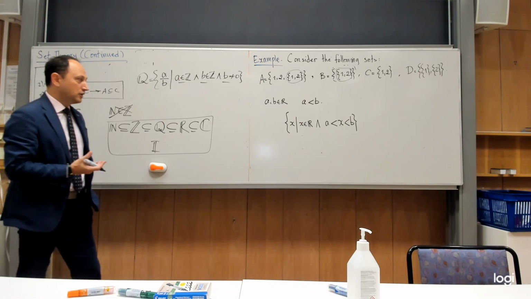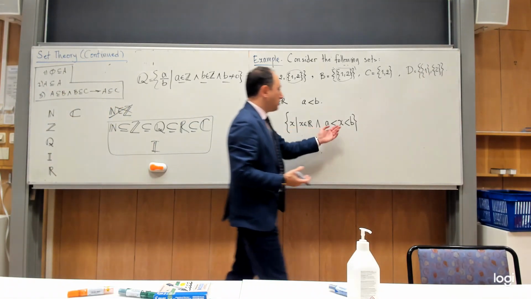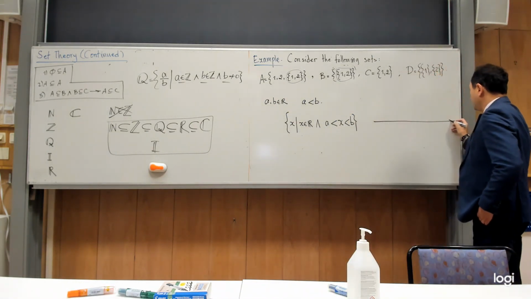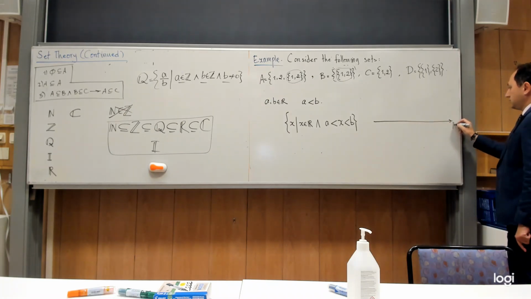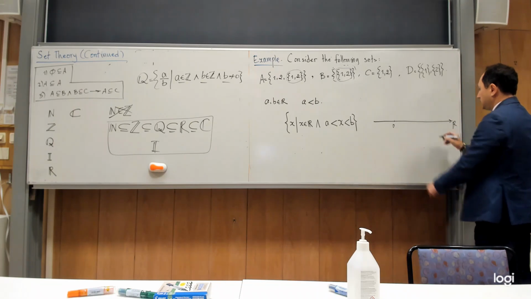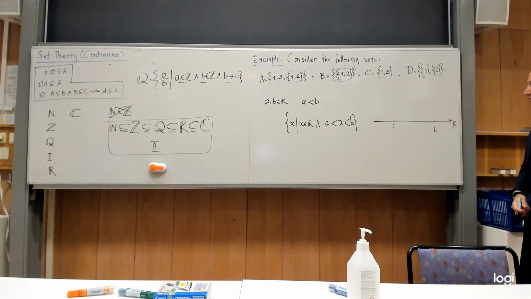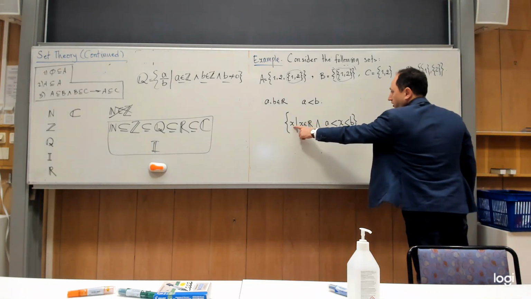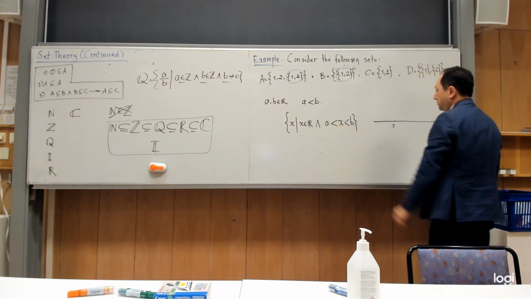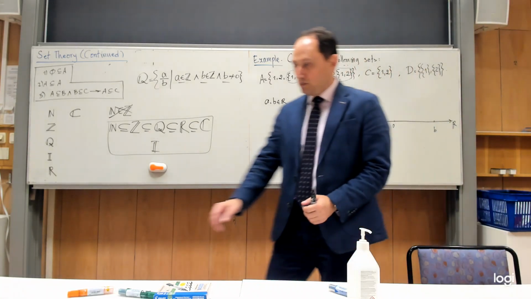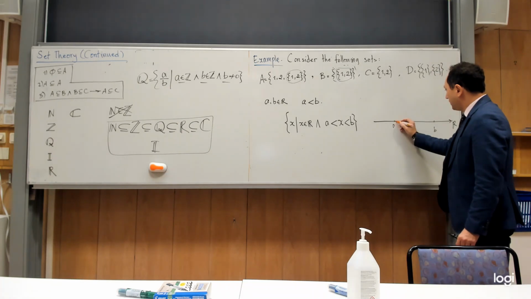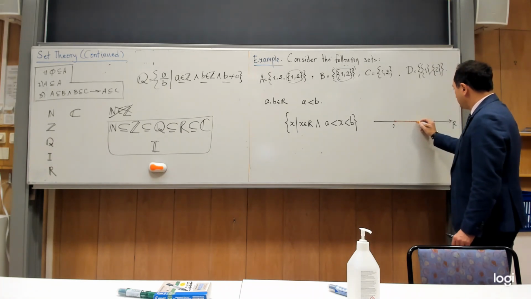If I want to draw a picture for you to understand this graphically, assume that this is your x-axis, the set of real numbers. a is a real number, so let us say that a is here, b is here. This is the set of all x's which are real numbers and lie between a and b. So what does it mean? If I draw a picture, this part is this interval.